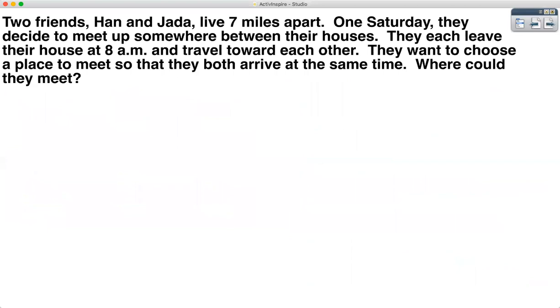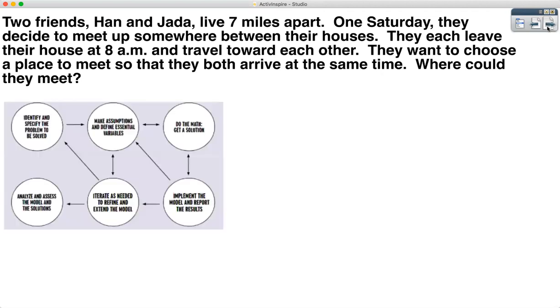Okay, so here's the situation. Two friends, Han and Jada, live 7 miles apart. One Saturday, they decide to meet up somewhere between their houses. They each leave their house at 8 a.m. and travel toward each other. They want to choose a place to meet so that they both arrive at the same time. Where could they meet?